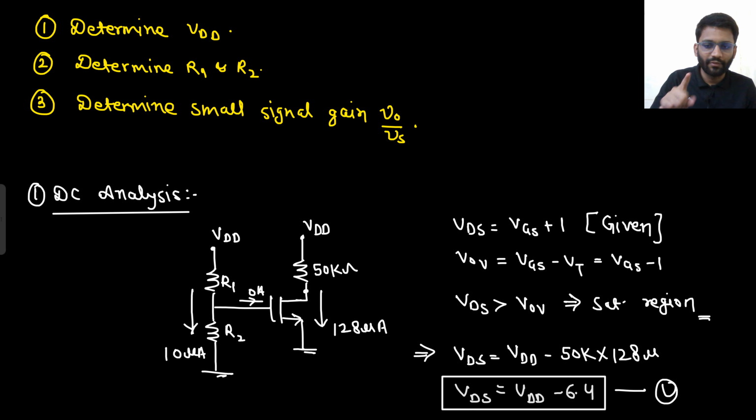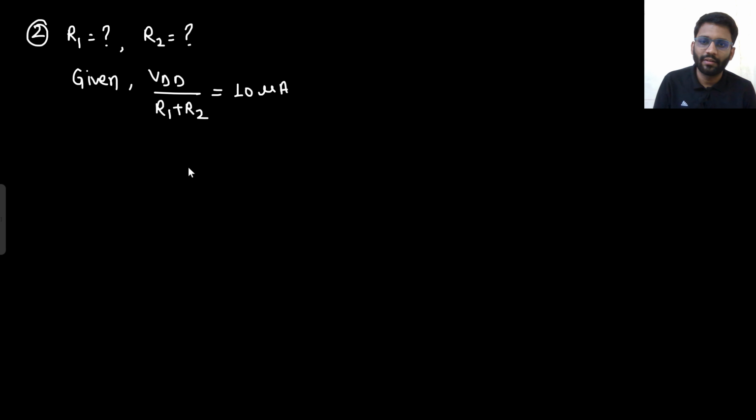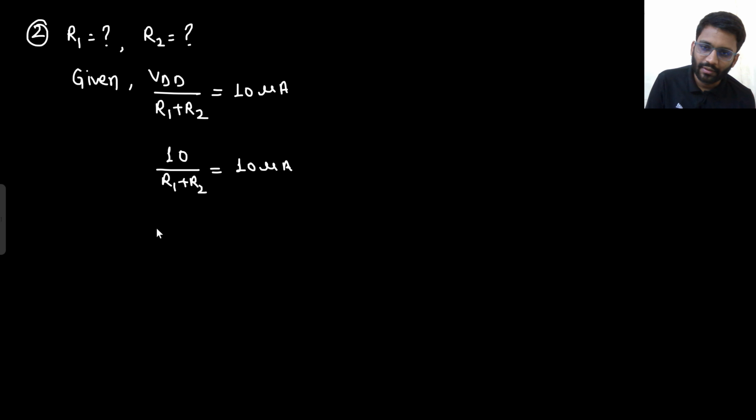What is the value of VDD? VDD is 10 volt. So 10 by R1 plus R2 is equal to 10 microampere. So R1 plus R2 is 1 mega ohm. This is your R1 plus R2.